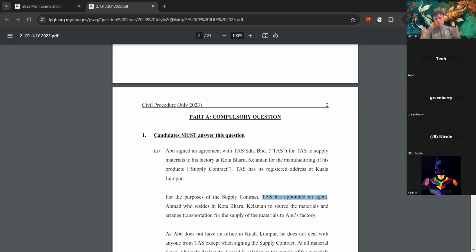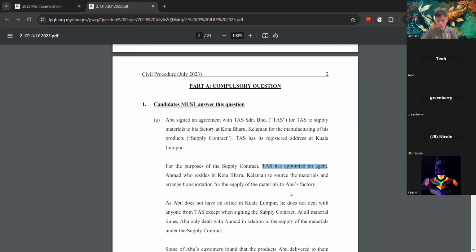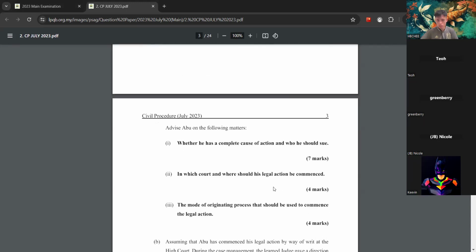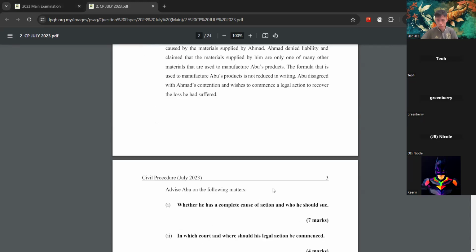Because the thing is, the company wouldn't simply enter into a contract between you. There must be some people who bring the contract and for the other party to enter. That is the answer, so in your answer you must be able to write out that Abu is advised to sue Pasta Sendirian Berhad and Ahmad as the defendants. Okay?